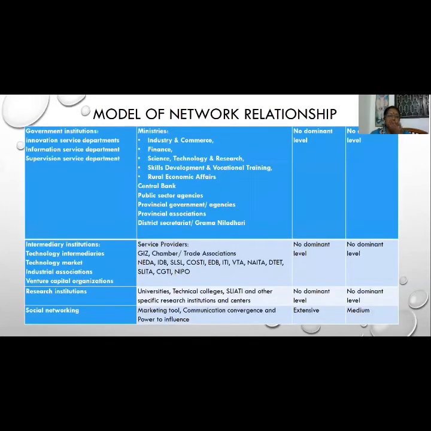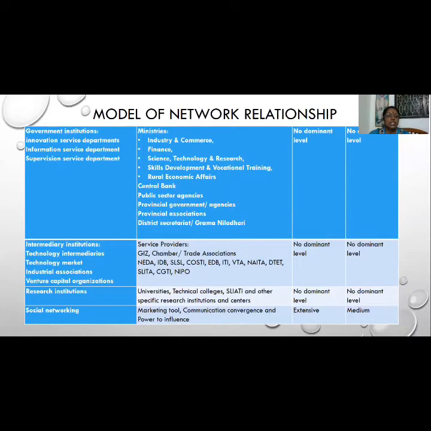Then another thing in the business model: networking with government institutions. As we know, the innovative service departments, information service departments, and supervisory service departments. Furthermore, these departments are related to the ministries: Ministry of Industry and Commerce, Finance, Science and Technology, Skill Development and Vocational Training, Rural Economic Affairs, Central Bank. These institutions do not have a dominant level, but they must have some level. If an SME wants to register their business, they visit once, and after that they do not. But that is a very important link, though it cannot continuously have any content.